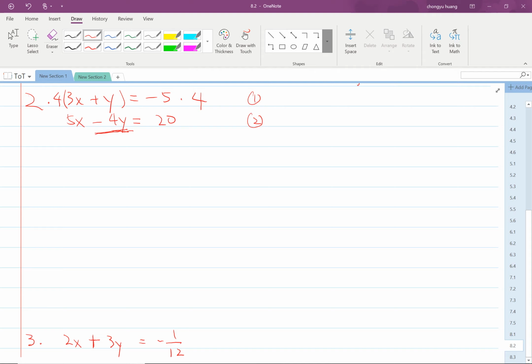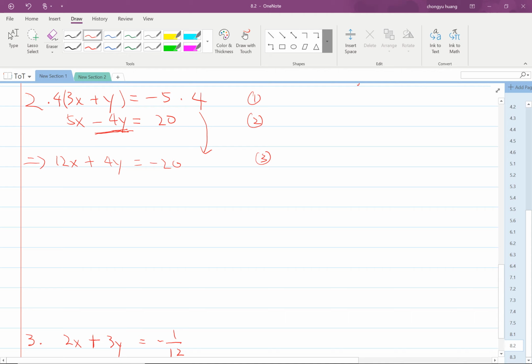Okay, so now the next thing you're going to do is try to solve this over here. 12x plus 4y is equal to negative 20. Okay, so this is equation 3.